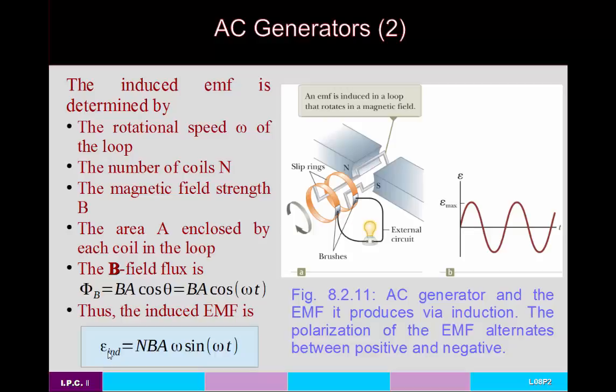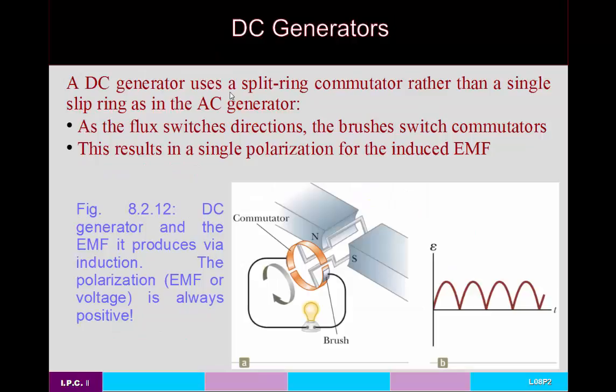So again, the induced EMF is the number of turns that this rotating coil makes times the magnitude of the magnetic field times the area enclosed by the coil times the angular speed at which it is rotating times the sine of that angular frequency times time. That was how an AC generator works.